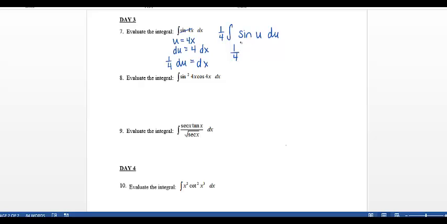Integration of sine is negative cosine of u, and so my answer ends up being negative 1/4 cosine 4x plus c.